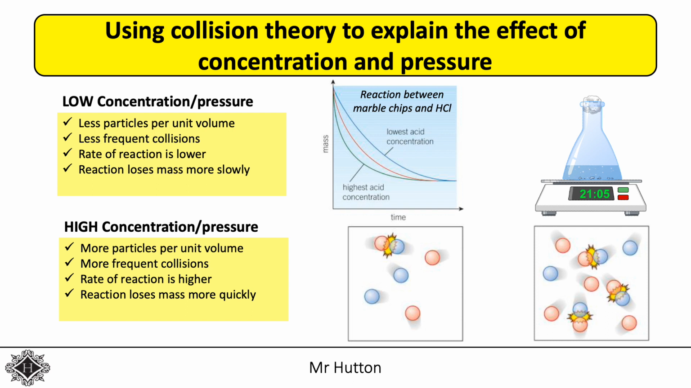For the higher concentration or higher pressure, okay, so this is our green line, there are more particles per unit volume, so there's more frequent collisions, therefore the rate of reaction is higher and the reaction loses mass more quickly. Okay, so again, we're linking the number of particles per unit volume and the frequency of collisions. Like we've seen before, all three of these lines level off at the same point. Okay, that's because once the reaction's over, it can't continue, and so it will finish at the same point.